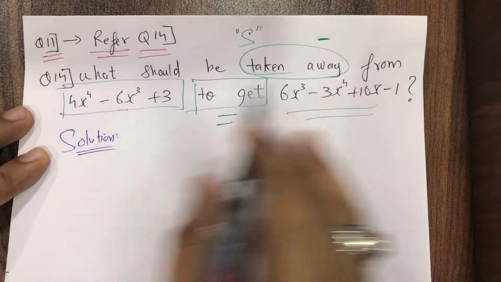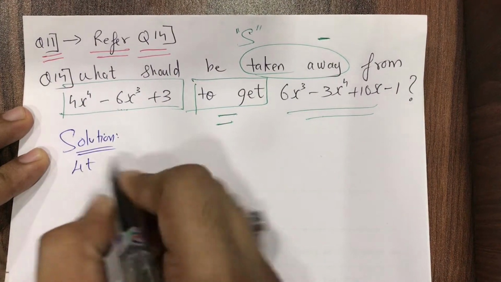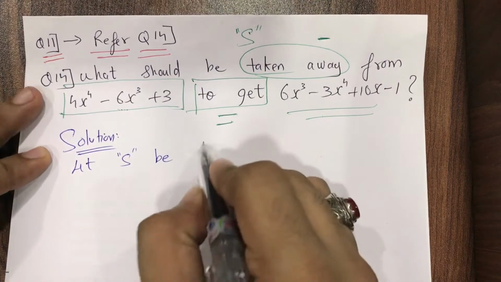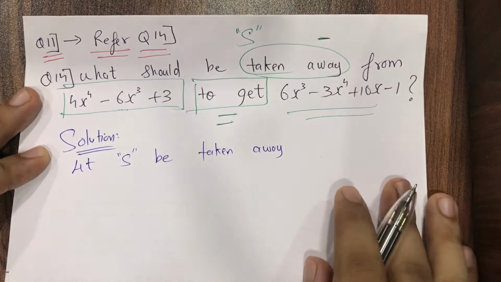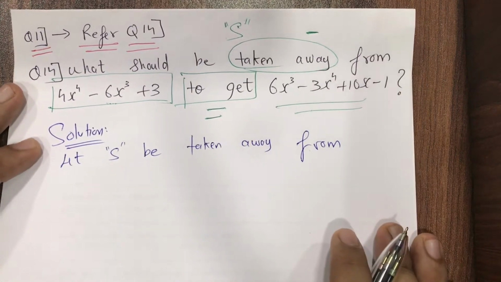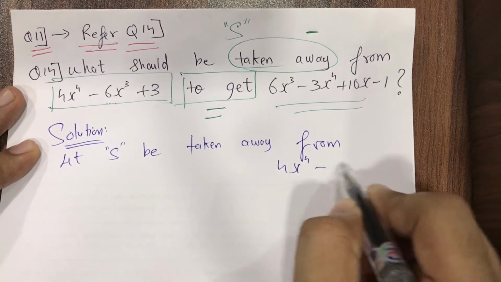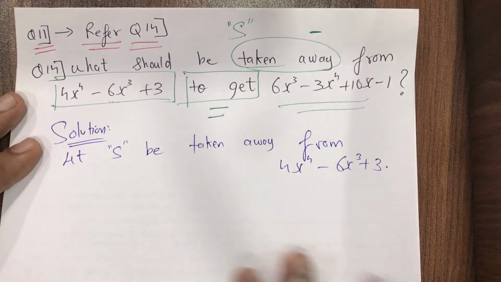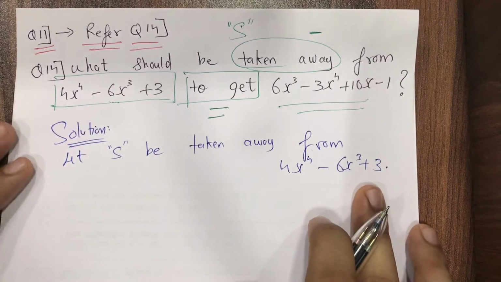What number should be taken away from this? Taken away means subtracted. Okay. Let S be taken away. You can also write subtracted. Taken away from 4x raised to 4 minus 6x cube plus 3. Let S be taken away from 4x raised to 4 minus 6x cube plus 3.